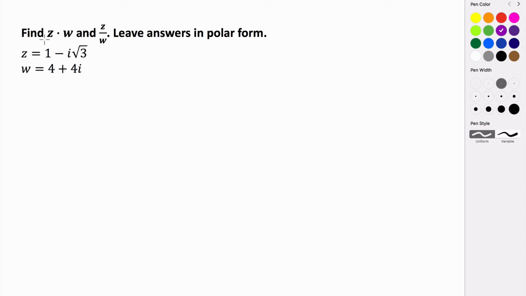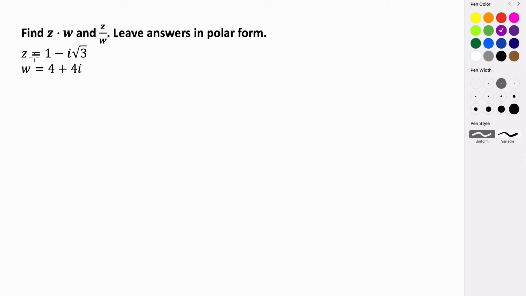In this video, we want to find the product and quotient of these two complex numbers, but we're asked to leave our answer in polar form. So these are given to us in rectangular form, and if we were to multiply them in rectangular form, it would actually be probably a little more difficult to then change them into polar form, because the values of theta that we would get as a result wouldn't be nice values that we know from the unit circle.